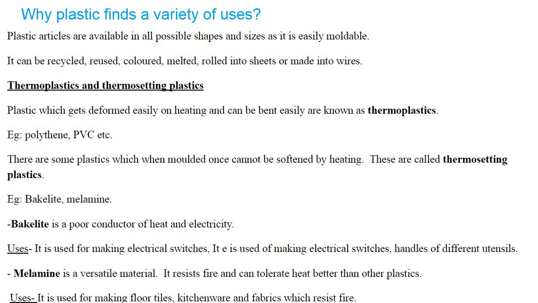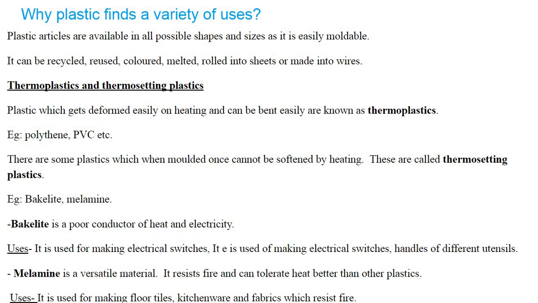And the second type is thermosetting plastics. There are some plastics which, when molded, meaning you can give any shape, cannot be softened by heating. They are highly resistant to heat. These are called thermosetting plastics. And in thermosetting plastics, you can see two types of plastic, that is bakelite and melamine.